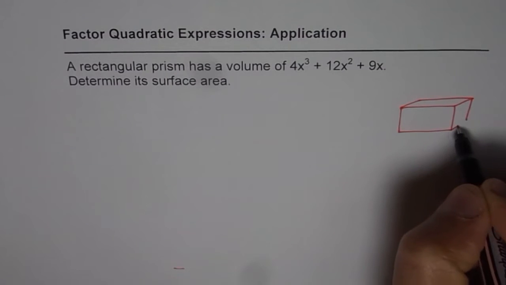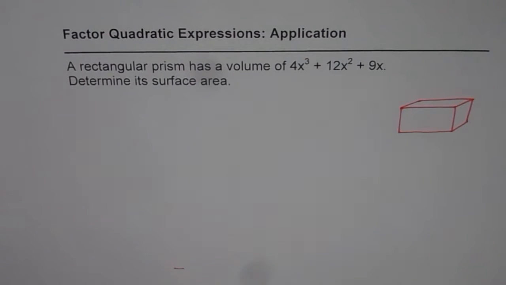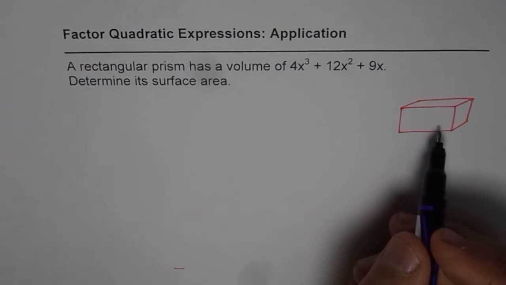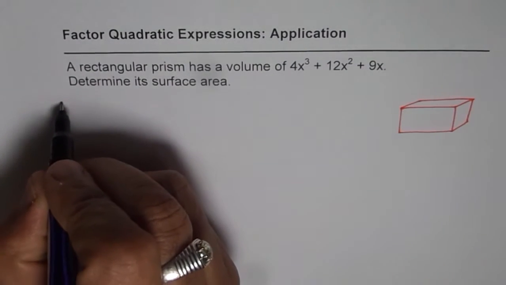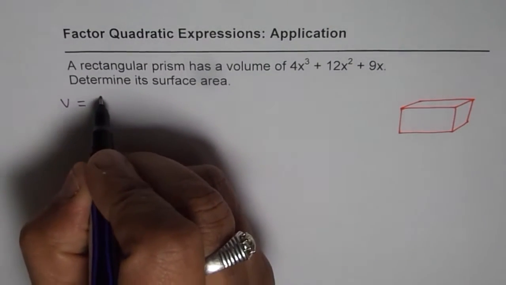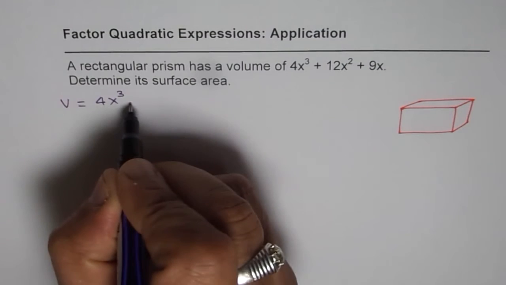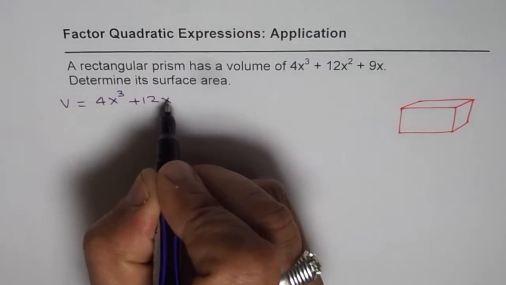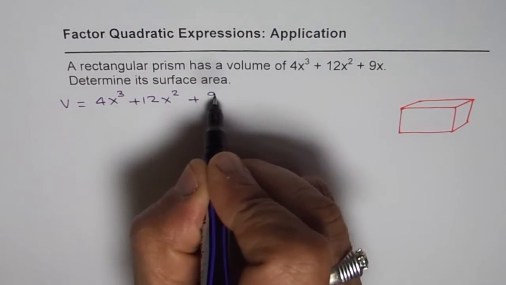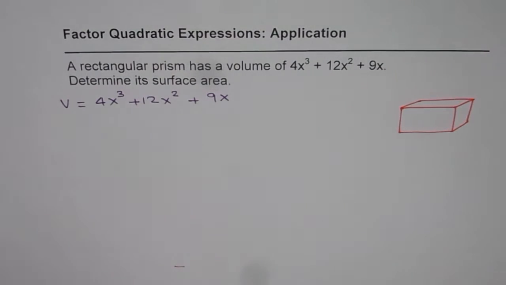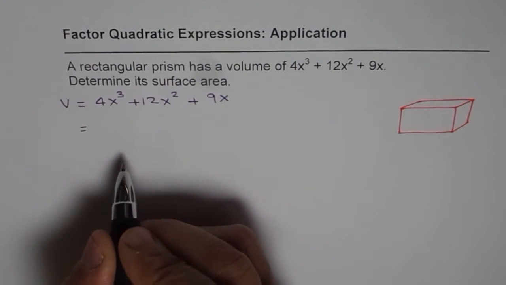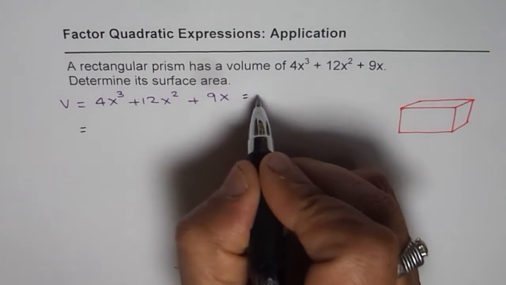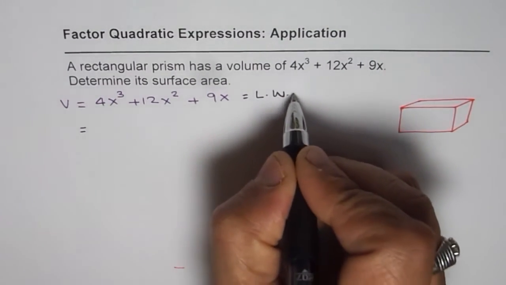Let us say this is the rectangular prism whose dimensions we need to find. Now to find the dimensions, we need to factor the given volume expression. So we are given volume as equal to 4x cubed plus 12x squared plus 9x. Now let us factor this. Volume is actually length times width times height, right? So remember, this is length times width times height.